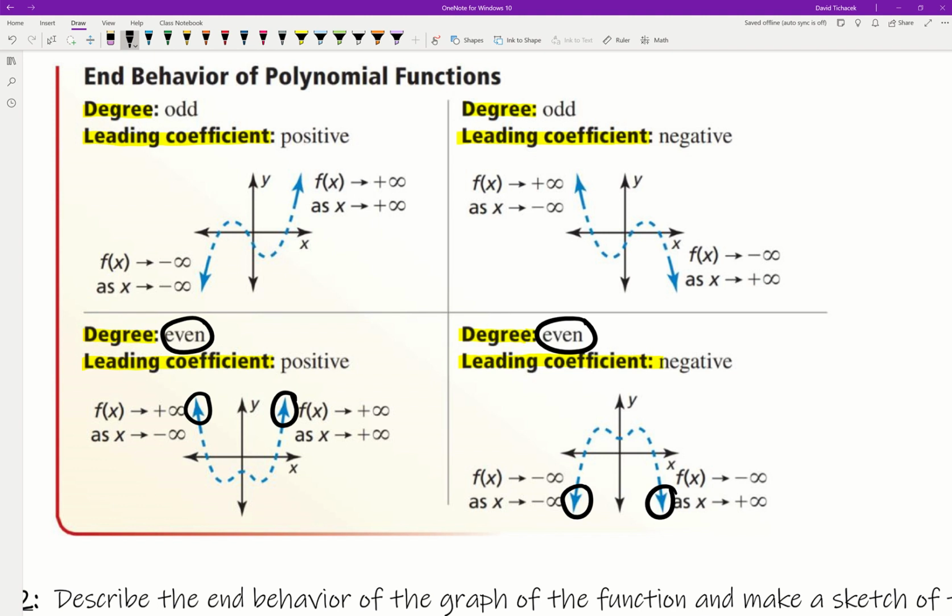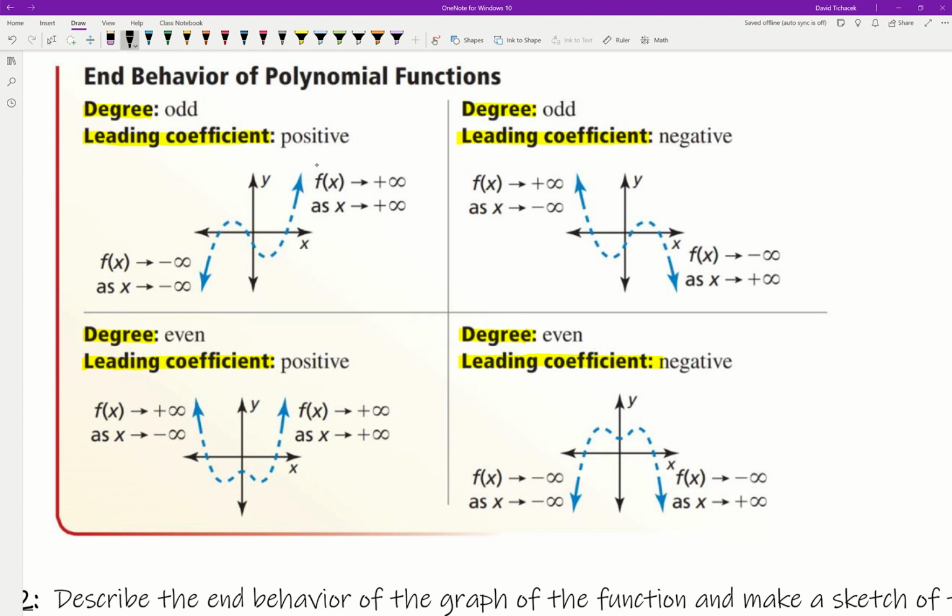So that's pretty easy to remember. Again, if you have two ends that point in the exact same direction, you're going to have an even degree, okay? And if you look at the coefficient there, in the case where they both point up, you have a positive leading coefficient, and that's easy to remember, positive direction going up. And in the case where you have a negative leading coefficient, that means you have two ends that both point down, okay? So that means if they both point in the same direction, that's going to be an even degree, and you follow the leading coefficient sign to determine what direction they follow, okay?